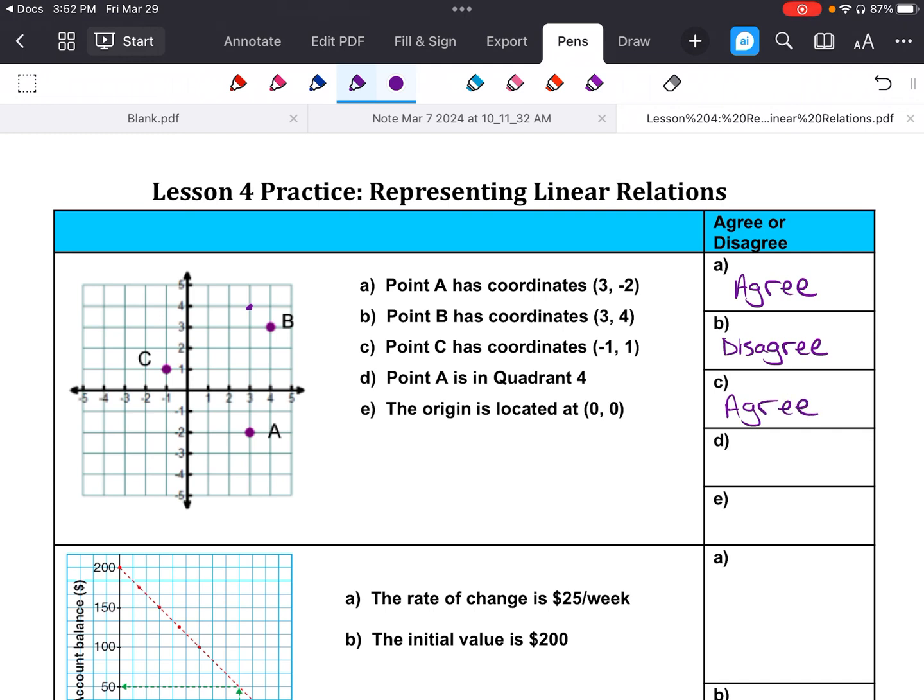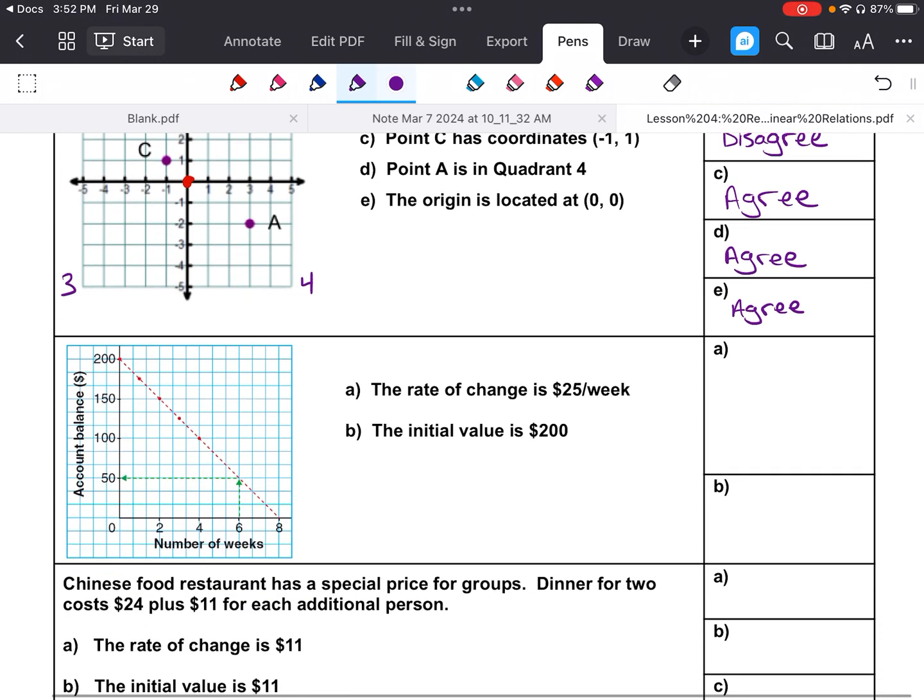Point A is in quadrant 4. The quadrants are labeled 1, 2, 3, 4. Point A is in quadrant 4, so we will agree with that. And last, the origin is located at (0, 0). That is right here. Yes, that is what we call the origin, so we will agree with that. Okay, on to the second one.